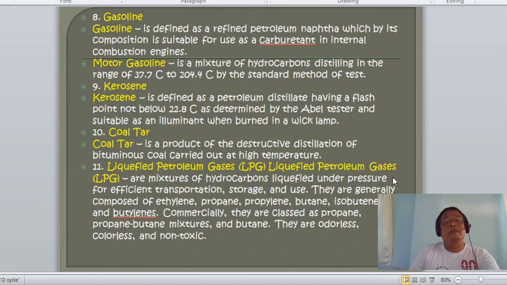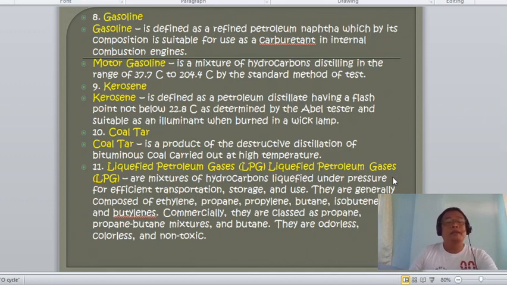Motor gasoline is a mixture of hydrocarbons distilling in the range of 37.7 degrees to 204.4 degrees Celsius by the standard method of test. Another is kerosene. Kerosene is defined as a petroleum distillate having a flash point not below 22.8 degrees Celsius, as determined by the Abel tester, and suitable as an illuminant when burned in a wick lamp.